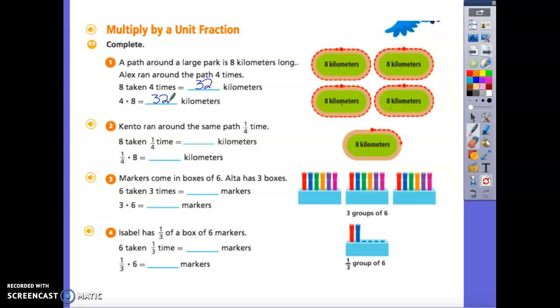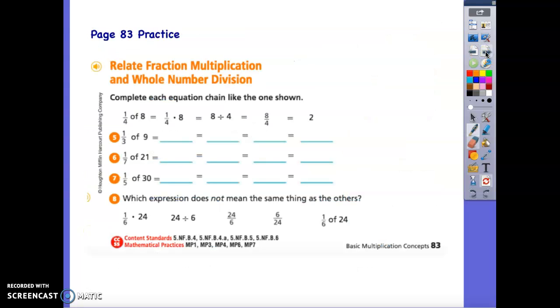Then at the bottom of the page, you're doing the same practice that we also did in our notes. They have an example right here for you to follow. You also have 2 examples in your notes to follow. You need to rewrite this first as multiplication, then as division, then as a fraction, then as your answer.